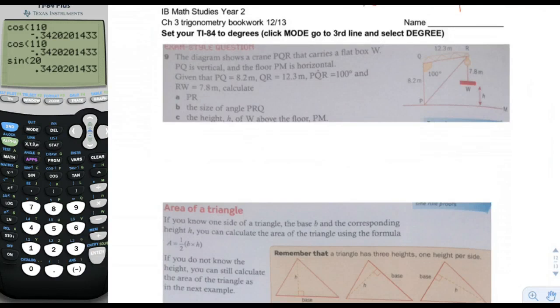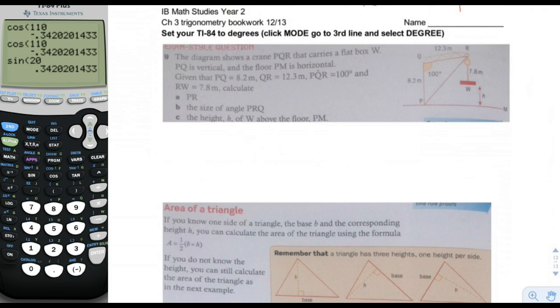Okay, number 9. The diagram shows a crane PQR that carries a flat box W. PQ is vertical and the floor PM is horizontal. Given that PQ is 8.2, QR is 12.3, and angle PQR is 100 degrees and RW is 7.8, calculate PR, the size of angle PRQ, and the height of W above the floor PM.